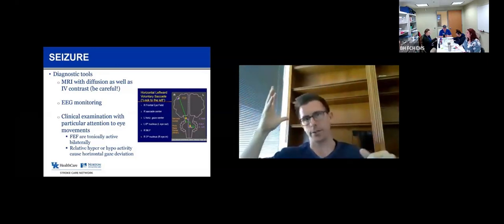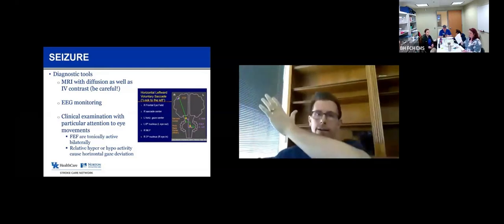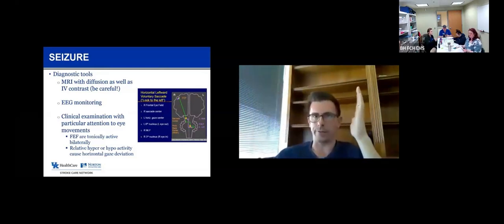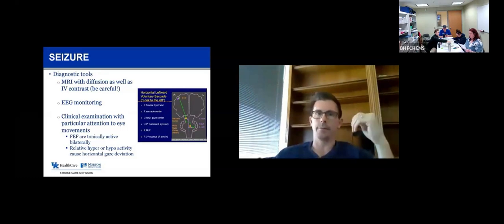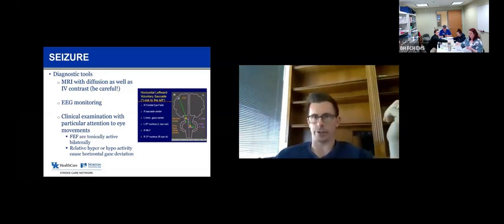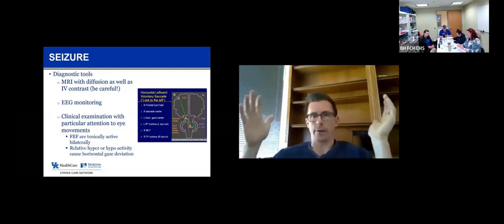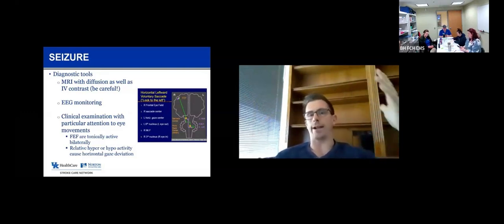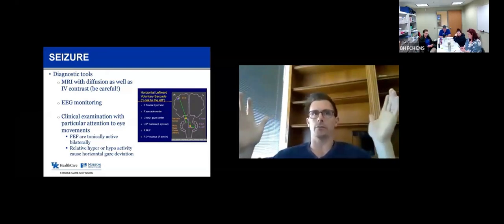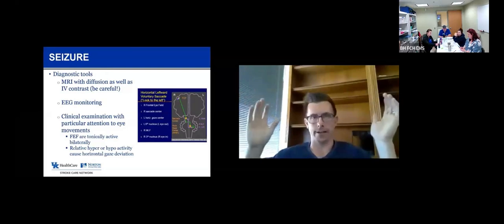So if the stroke is on the right side of the brain, the eyes will look to the right because of unopposed left frontal eye field activity. The opposite is going to be true for a seizure. So in the setting of a seizure, if we're having a left hemispheric seizure, for example, the right frontal eye field is still tonically active at a low level, but now the left frontal eye field is more active because it's having extra activity and extra discharges, and is going to sort of override and trump the low level tonic activity of the right frontal eye field.